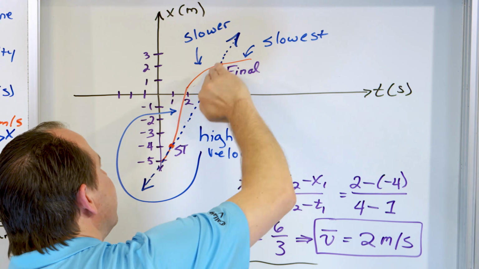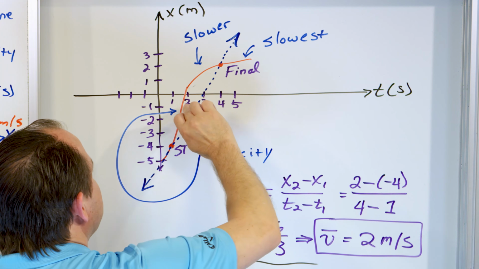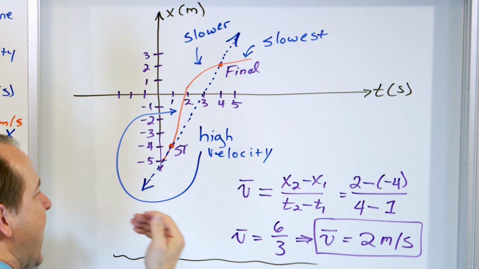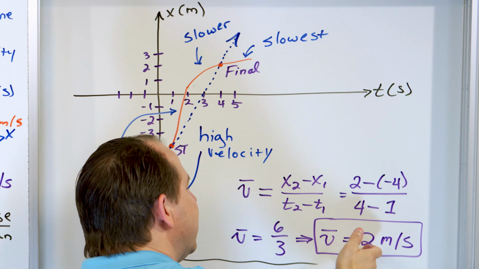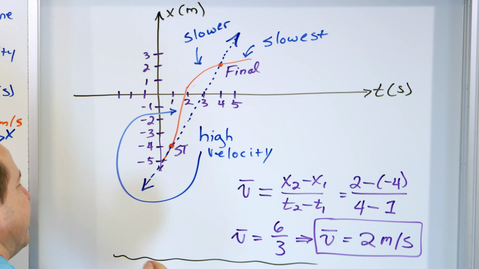So the slope of this line worked out to be exactly 2, which we can verify: up 2 over 1, up 2 over 1, and so on. And of course, it's the same thing. The number tells us how fast we're moving. The sign tells us we're moving in the positive x direction. So it has a magnitude and a direction.